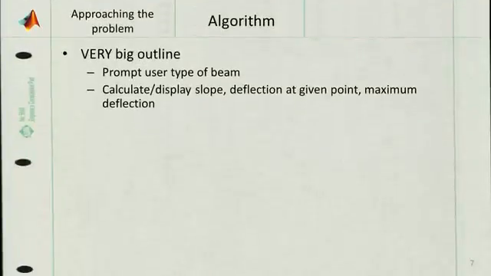Now when we start coding, of course, how to approach the problem is always the difficulty. Where should I start coding? What should I start coding? There's so many decisions to make. What should I do first? Always start with your very big algorithm. We're going to prompt the user for the type of beam. That's of course our first decision, and then we'll calculate and display everything.